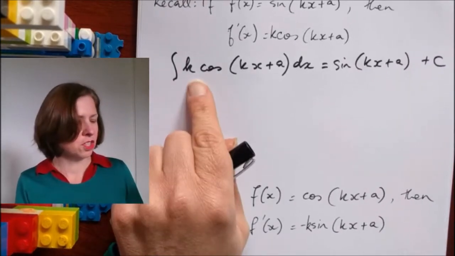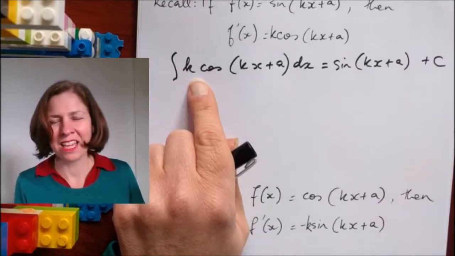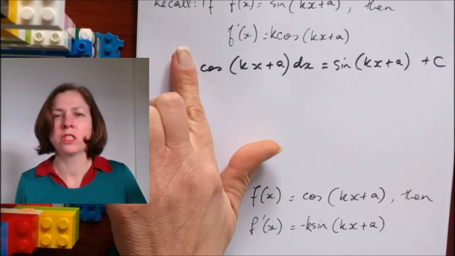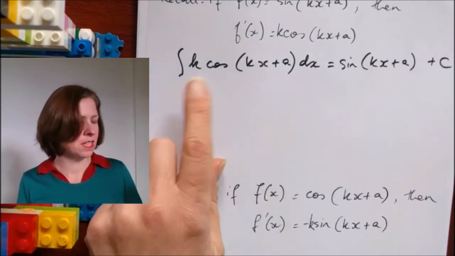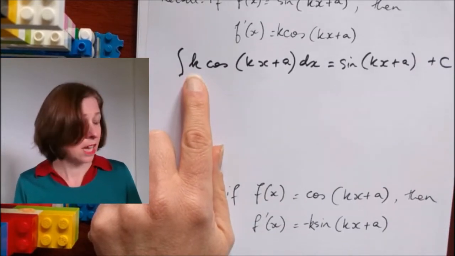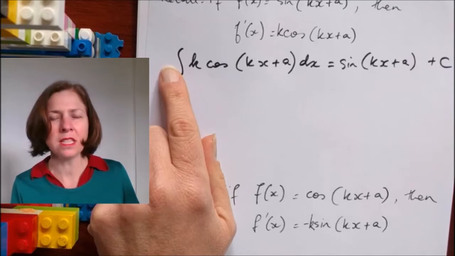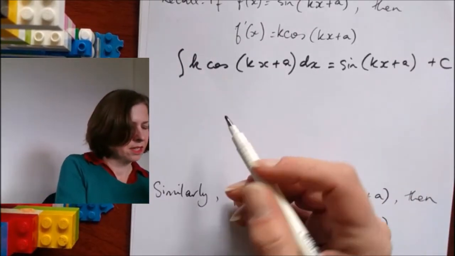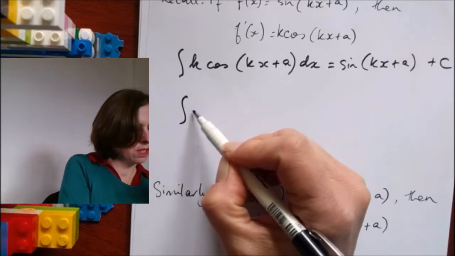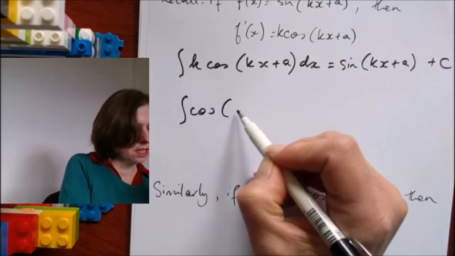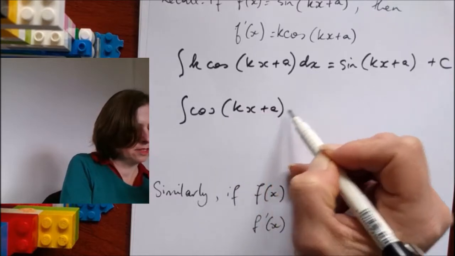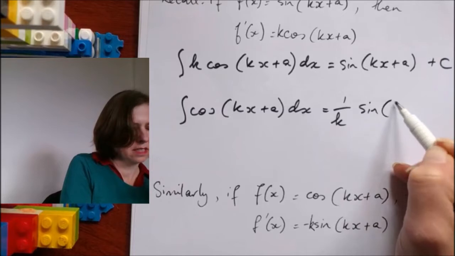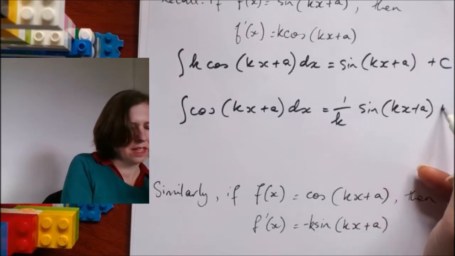Now I don't want to know the antiderivative of k cos kx plus a. I need to know the antiderivative of just the cos part. This is a constant factor, so I can put it out the front, which means I can just divide both sides of my equation by k. So that will leave me with the antiderivative of cos of kx plus a dx equals 1 on k sine kx plus a, and again plus c.